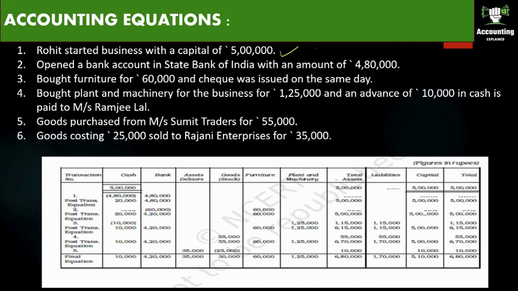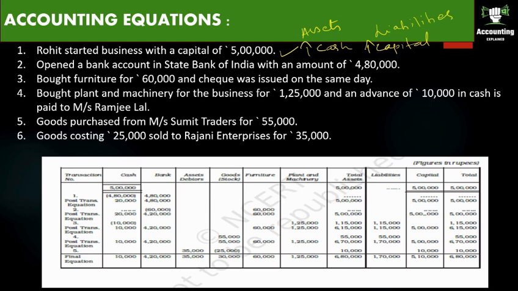When you start a business, what will happen? With some amount your cash is going to be increased, as you are bringing in capital. Obviously your capital is also going to be increased. So cash is what you own, that is your assets, and capital is what you owe to the owner, so that is your liabilities. Okay, so let us see how to solve.